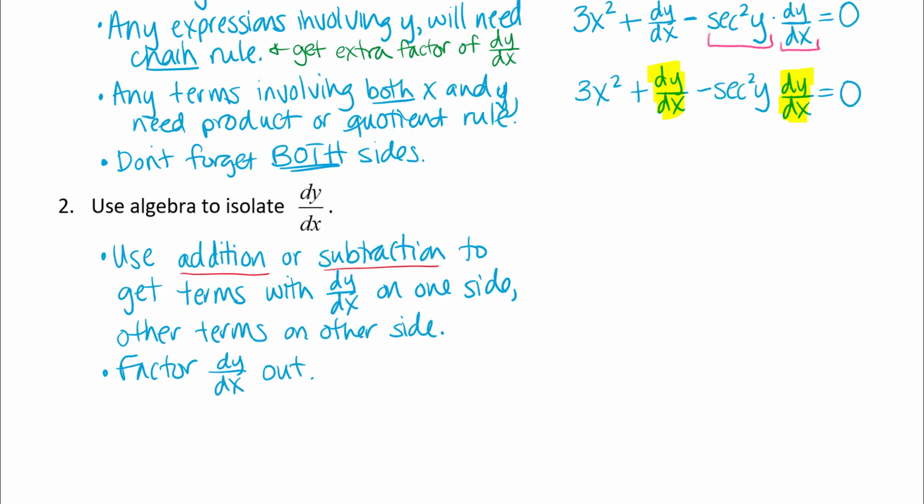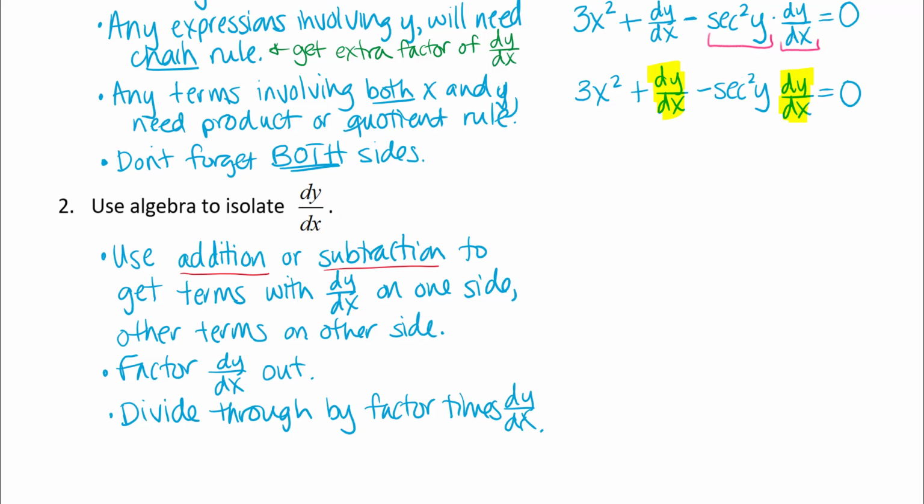Once you've done that, you'll have dy/dx times a bunch of stuff equals some expression that doesn't involve dy/dx. And so the last main step is you're going to divide through both sides of the equation by the factor that is times the dy/dx after you factor that out. And at that point, you're finished.